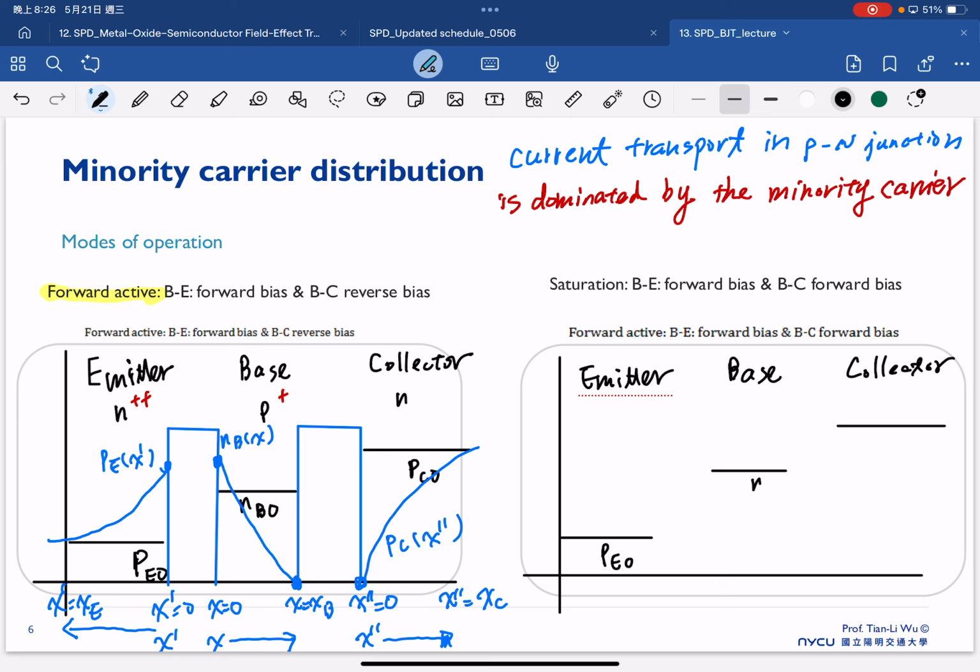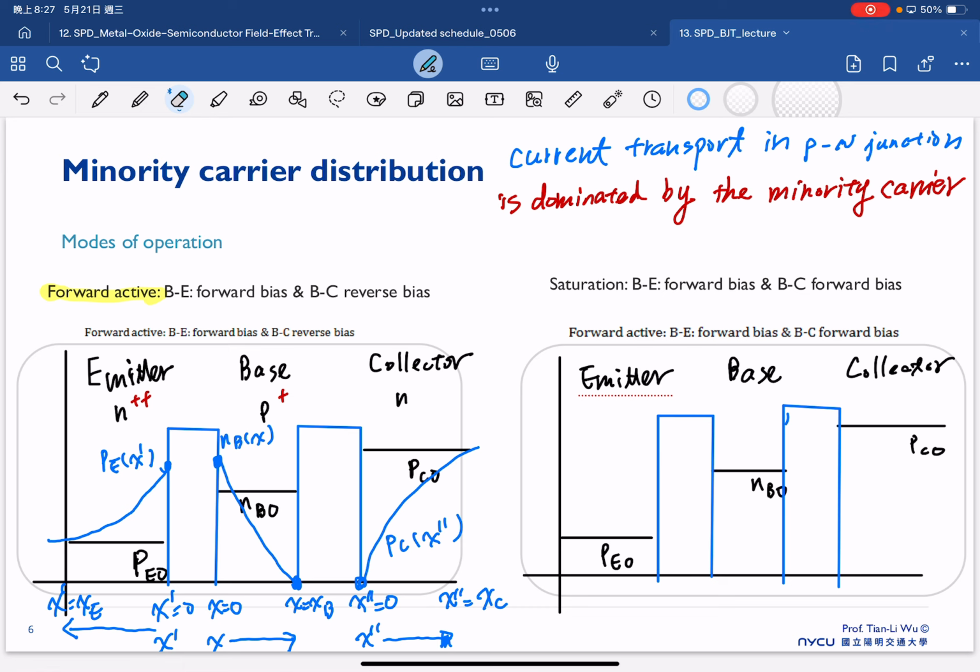So this is PE0, NB0, PC0, and in between we have the space charged depletion region. To make it easier to plot, I have to move this one and put this a little bit lower.